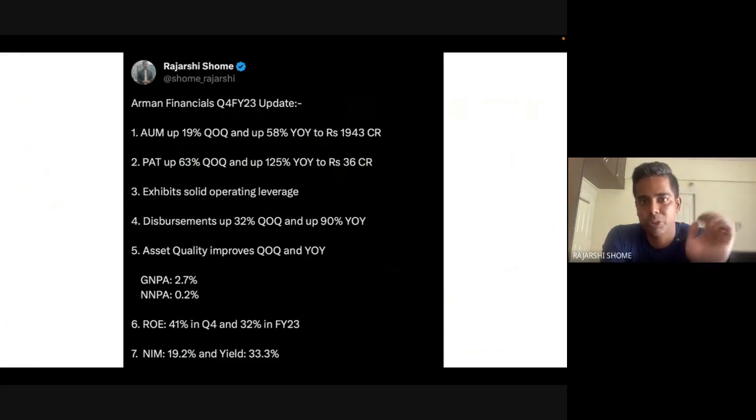Inka West mein or North mein jo hai, right? So think about this. This book can even be around 20,000 crore, the AUM ka book, and still Arman would be considered to be a small financial. I'll tell you, the book size of State Bank of India is around 23 lakh crores. 23 lakh crores.